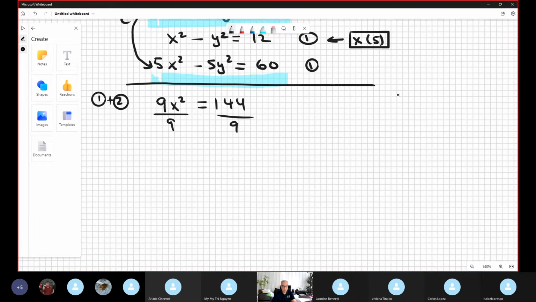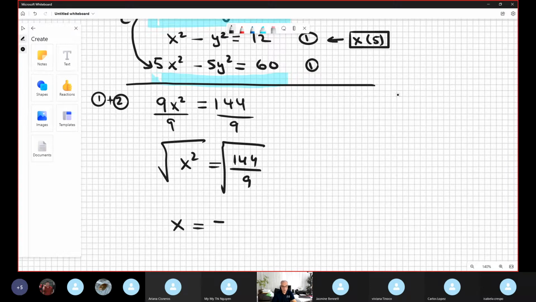is x squared equal 144 over 9. And apply the square root because I need x, not x squared. Because x alone is plus or minus the square root of 144, which is 12 over 3. Okay, 4, plus or minus 4. 2 solutions. Okay, not bad.